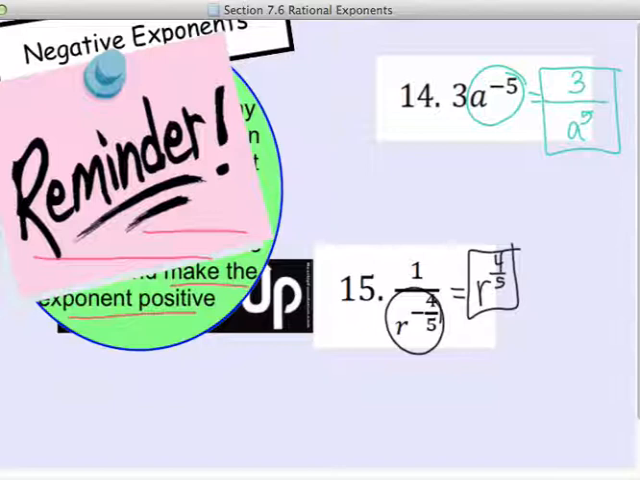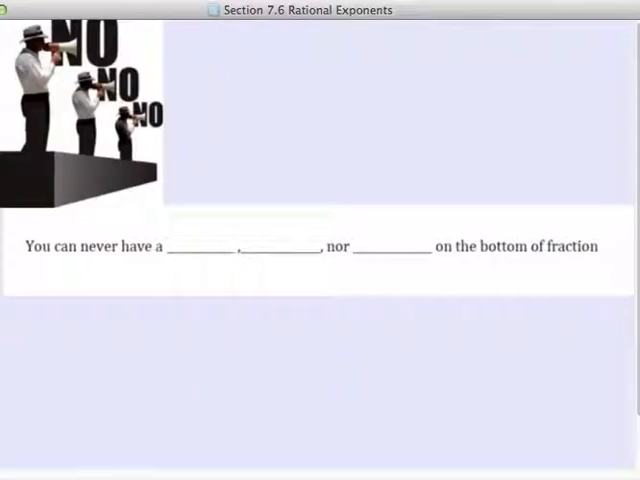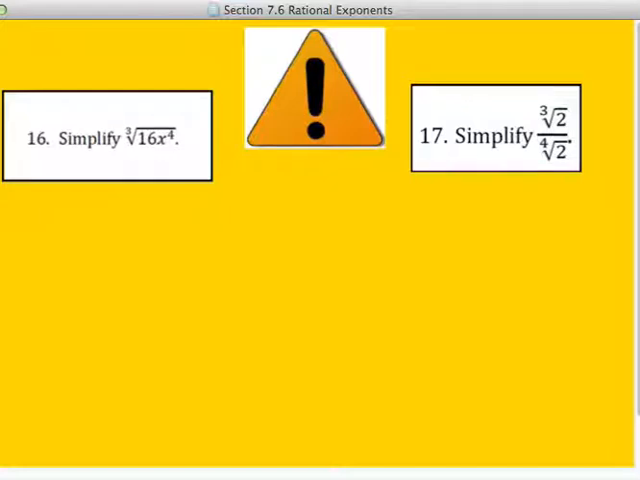So that's our little review of exponents. Just to remind you, you can never have a 0 or a radical, nor a fractional exponent on the bottom of a fraction. Okay. So let's look at some examples and let's simplify.